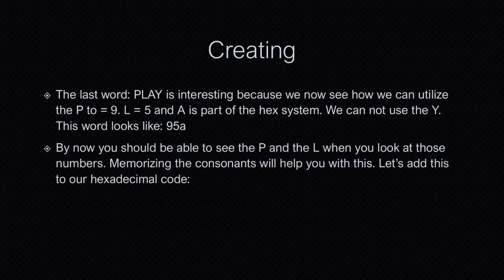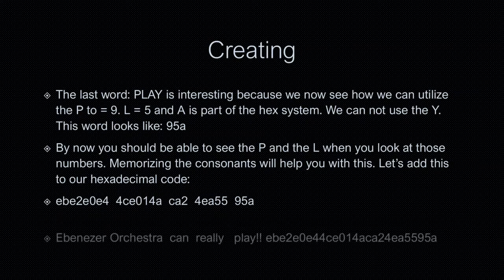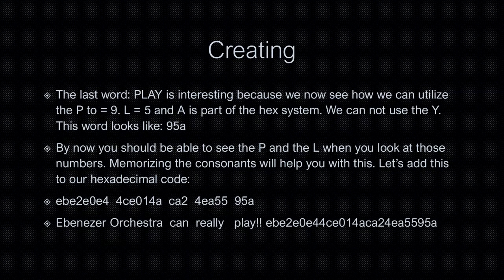When you see 95A, you just automatically know that's play. Now, you should be able to see the P and the L when you look at those numbers. Memorizing the consonants will help you with this. So let's add this to our hexadecimal code: EBE2E0E4, 4CE014A, CA2, 4EA55, 95A, just like spelling. Ebenezer Orchestra can really play, and now you have a 26-digit hexadecimal number.